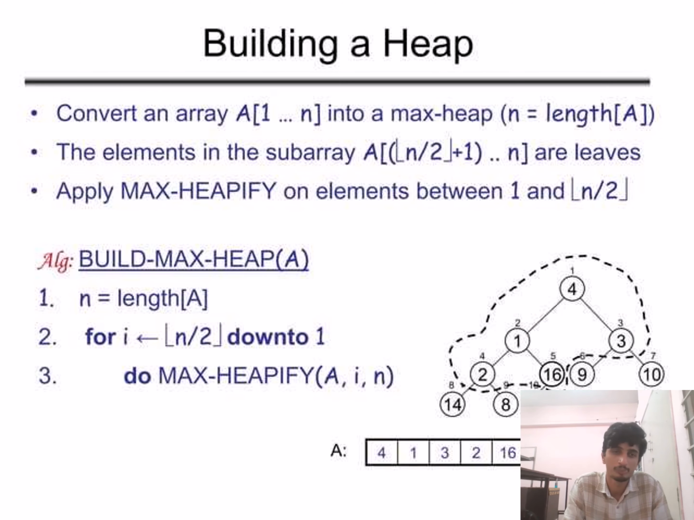Building a heap: the heap is given in an array A[1..n], which is converted into a max-heap, where n is equal to the length of A. The elements in the subarray A[n/2+1..n] are leaves. Apply Max-Heapify on the elements between 1 and n/2. The given example is 4, 1, 3, 2, 16, 9, 10, 14, and 8.